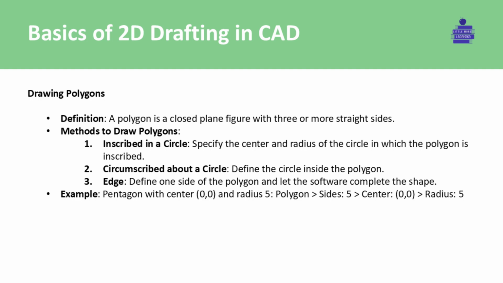The edge method is particularly intuitive. You simply define one side of the polygon, and CAD automatically completes the shape with all sides equal. For example, if we want to create a regular pentagon, we might specify its center at 0, 0 with a radius of 5 units, and CAD instantly generates all 5 sides with perfect symmetry.